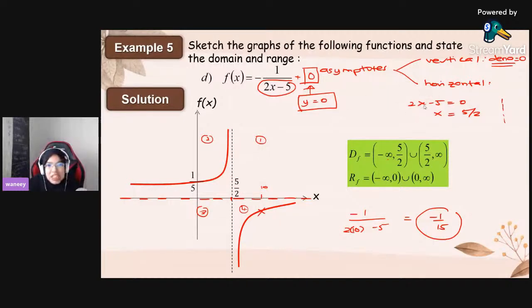Vertical asymptote, you need to refer to your denominator. What do you have in your denominator? Right, so for vertical asymptote, refer to your denominator. Since you have 2x minus 5 in your denominator, you're going to let them be equal to 0. Because for anything, you cannot have 0 in your denominator. So those will become our asymptote because we must never let our denominator be 0.